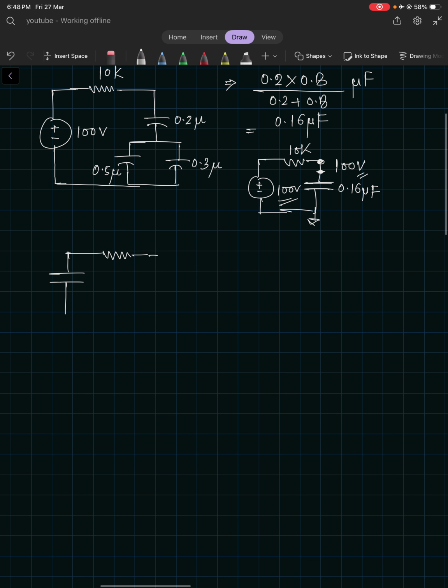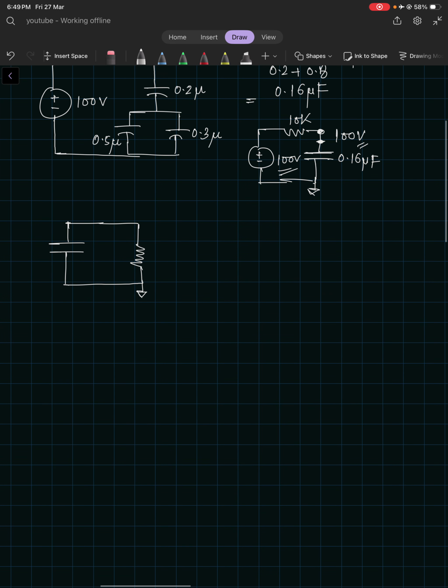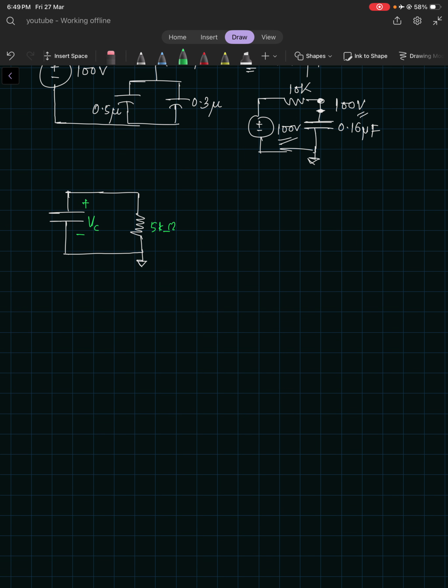Okay, let me draw the way the question is given. Again, if I'm going slow, you can watch it at 1.5x speed. Now the initial voltage, this is plus minus VC, right? And this is 5 kilo ohms. And VC at 0 minus is equal to VC at 0 plus, which is equal to 100 volts, right?